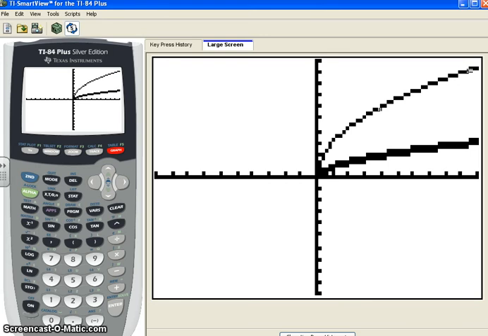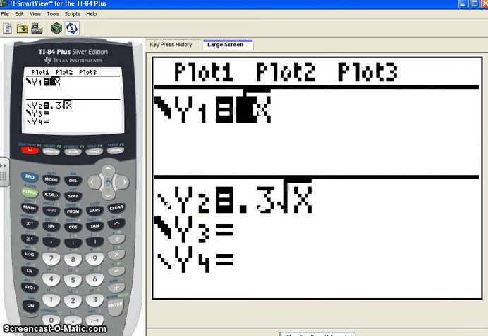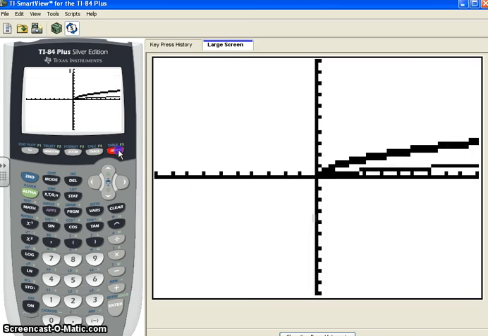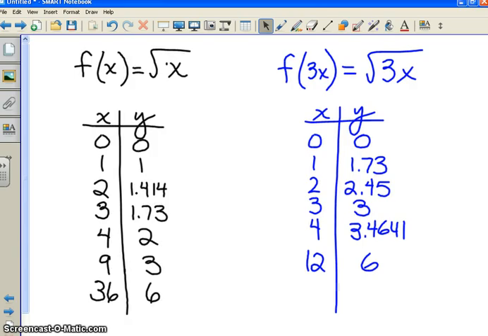It's been pulled up. I just changed my second function to be 0.3 times the square root of x, and now when we look at the graph, we can see the mother function has been compressed or pushed down towards the x-axis. I've just changed to a new function here. I've replaced the 3 to put it in with the x, so it's now f of 3x, which using square root of x as our mother function would be the square root of 3x.